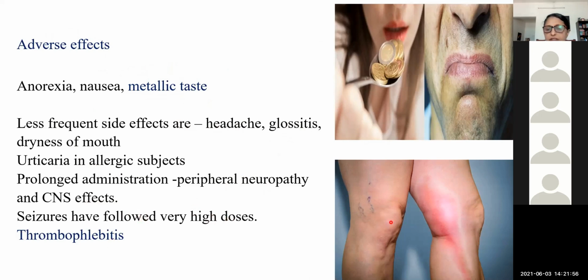Another important adverse effect is thrombophlebitis. If it is given parenterally, it can cause thrombophlebitis, that is, inflammation of the vein. So the first and foremost is the metallic taste, but it is not that serious. But the patients will develop that metallic taste when they are taking the oral tablet.